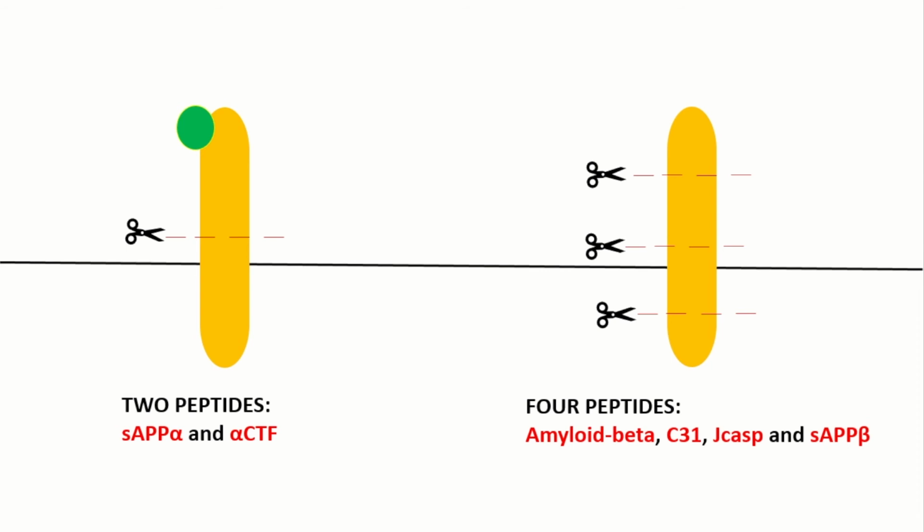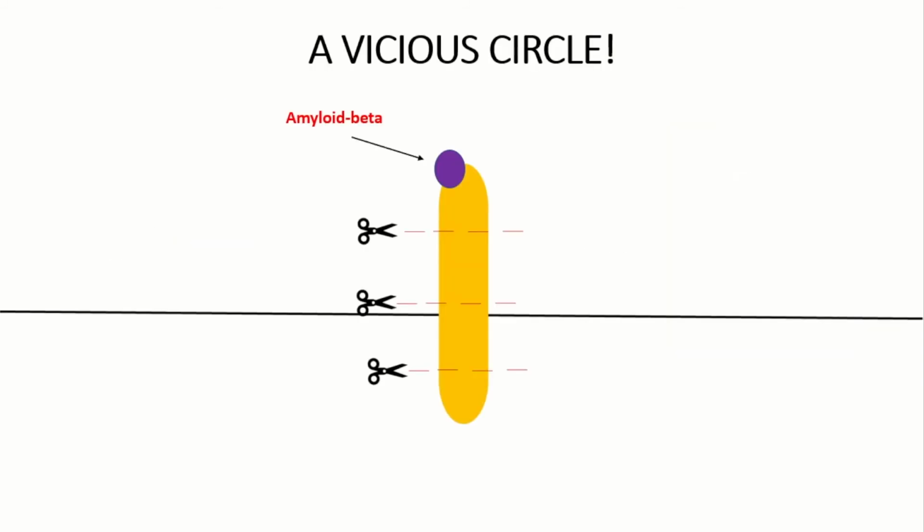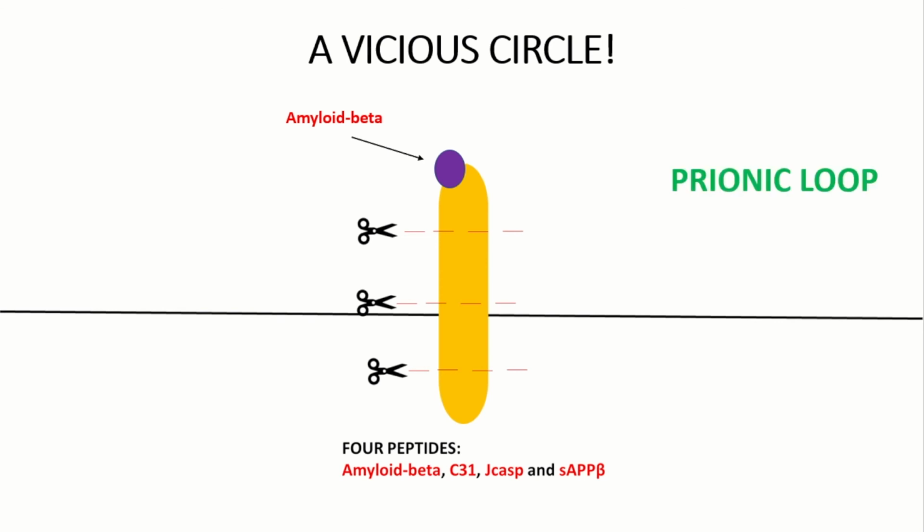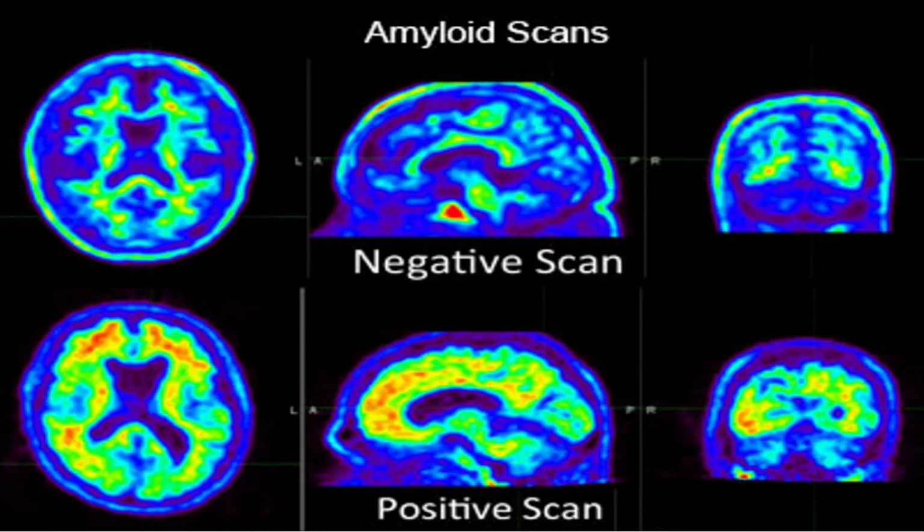Next, we're going to focus on one of these 4 peptides, amyloid beta. The interesting thing about amyloid beta is that when it's produced by the cutting at 3 sites, it can then bind to APP again to produce even more amyloid beta. So it's kind of like a vicious circle, if you like, or more scientifically, a prionic loop. This is why we often associate Alzheimer's disease with the build-up of amyloid beta in the brain, as you can see by the bottom brain scan.